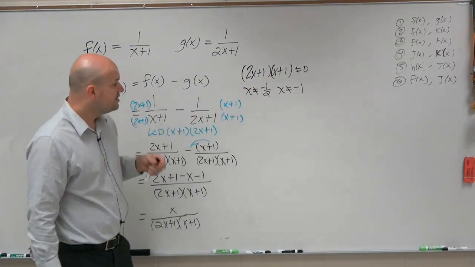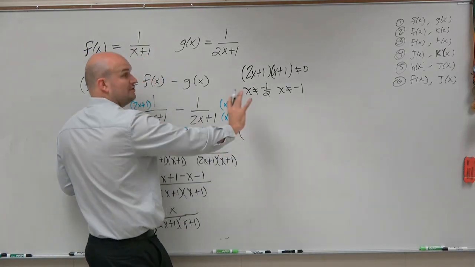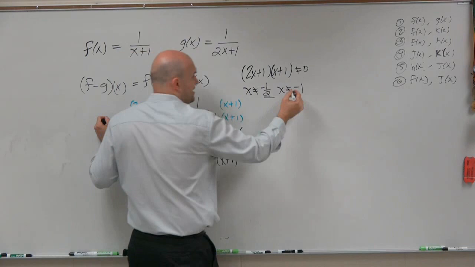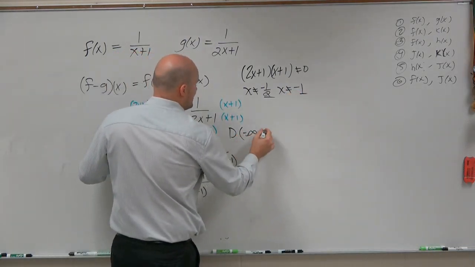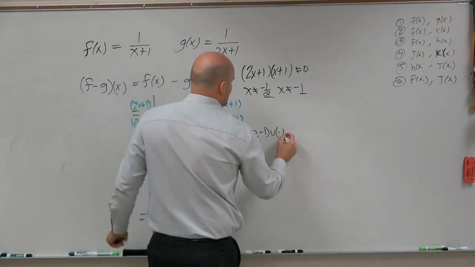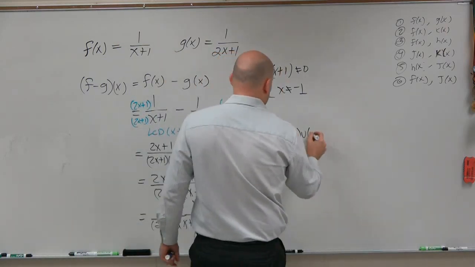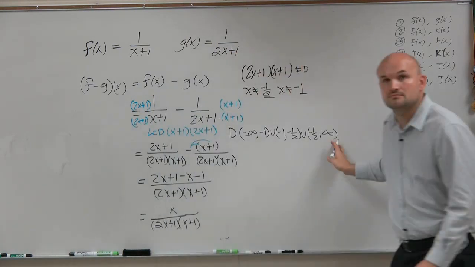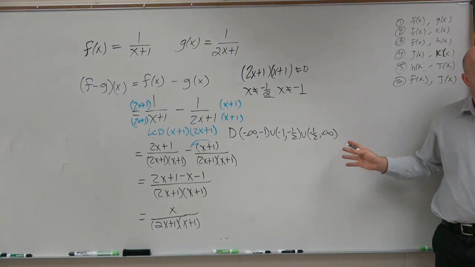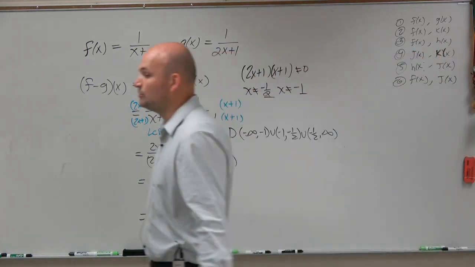So now, to write my domain, it's all real numbers except for negative 1/2 and negative 1. So it's going to look like this: negative infinity to negative 1, union, negative 1 to negative 1/2, union, negative 1/2 to infinity. I've done this over and over, so that's why I'm moving a little bit quicker for you guys.